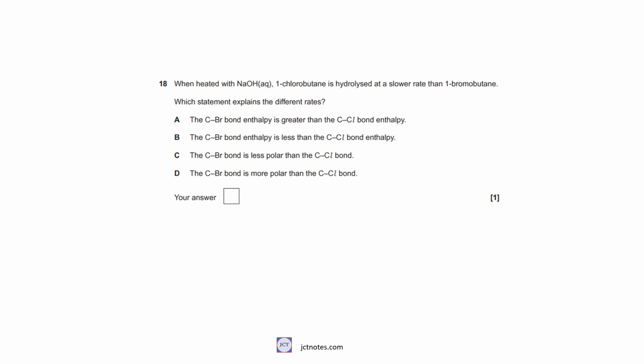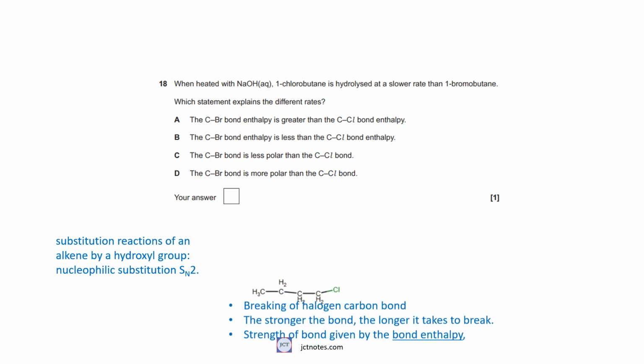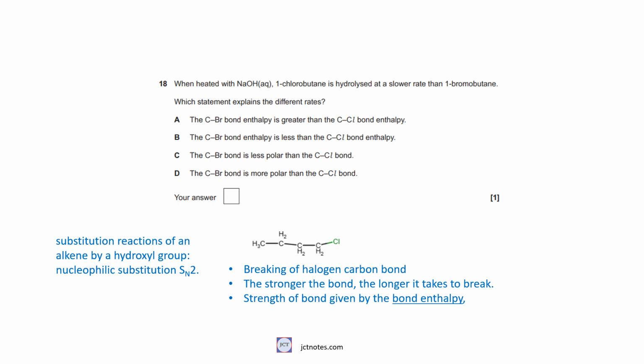Moving to question 18. When heated with aqueous sodium hydroxide, 1-chlorobutane is hydrolysed at a slower rate than 1-bromobutane. Which of the given four statements explains the different rates? These are substitution reactions of a halogenoalkane by a hydroxyl group via nucleophilic substitution SN2. We are breaking a halogen-carbon bond and forming a hydroxyl-carbon bond.